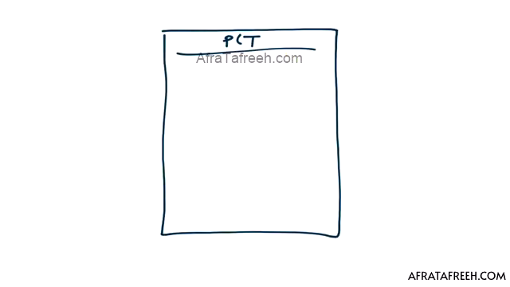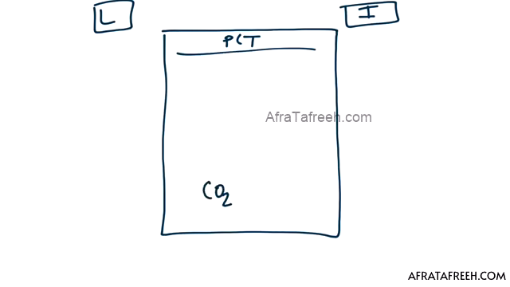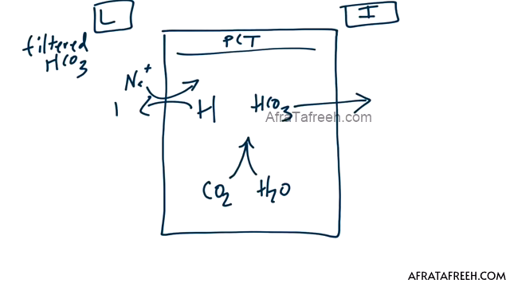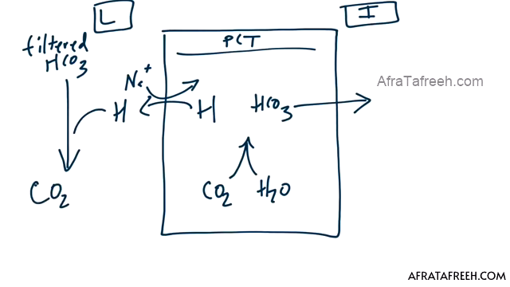This is the proximal convoluted tubule of the nephron, this is the lumen, and this is the interstitium. Again, within the cells of the proximal convoluted tubule, carbon dioxide and water react to form bicarbonate and hydrogen. The bicarbonate is reabsorbed and the acid is secreted through the sodium hydrogen antiporter. The filtered bicarbonate reacts with the hydrogen ions that are secreted to form carbon dioxide and water. The carbon dioxide and water diffuse into the cells of the proximal convoluted tubule, and the process starts over again.